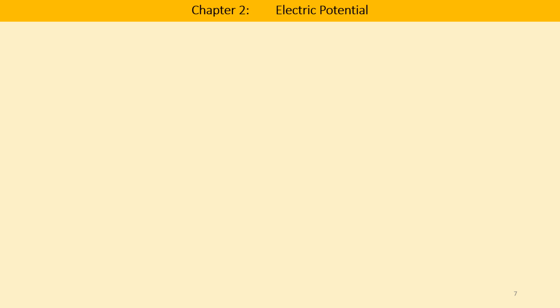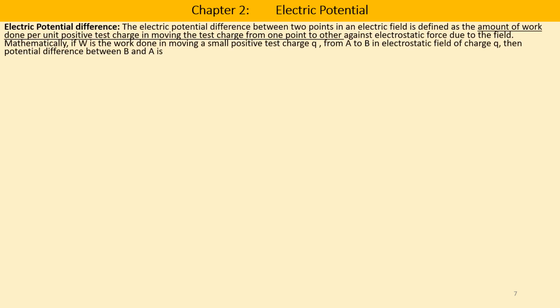Electric potential. The electric potential difference between 2 points in an electric field is defined as the amount of work done per unit positive test charge in moving the test charge from one point to another point against the force, that is electrostatic force, due to the field.